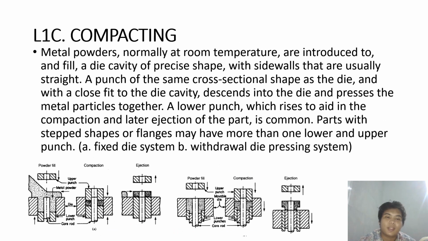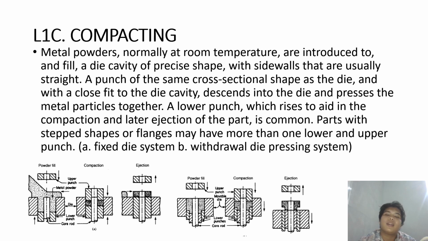Compacting, you remember? Compact to make it solid, or you can see it. Metal powders normally at room temperature are introduced and fill a die cavity of precise shape with side walls that are usually straight. A punch of the same cross-sectional shape as the die, and with a close fit to the die cavity, descends into the die and presses the metal particles together.